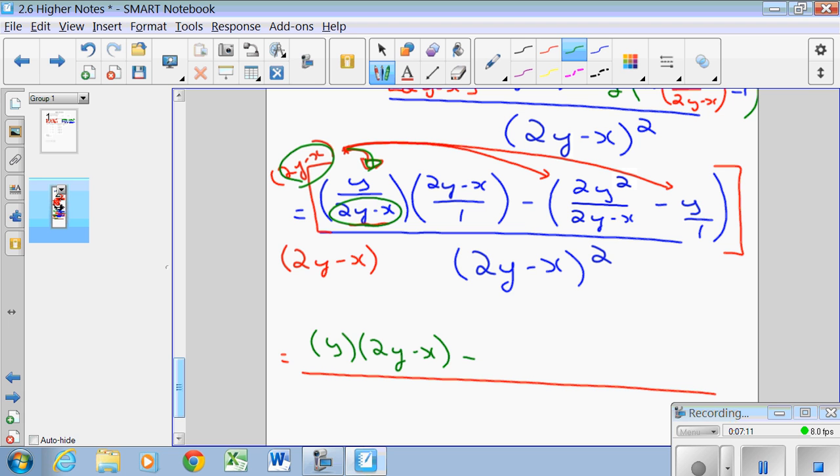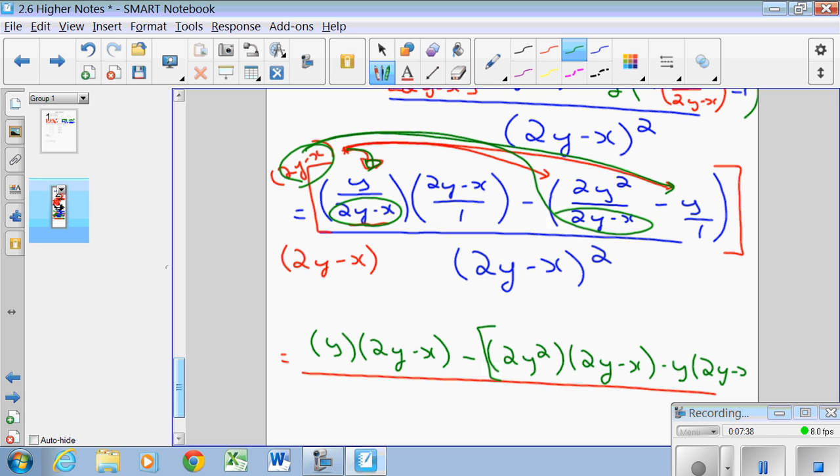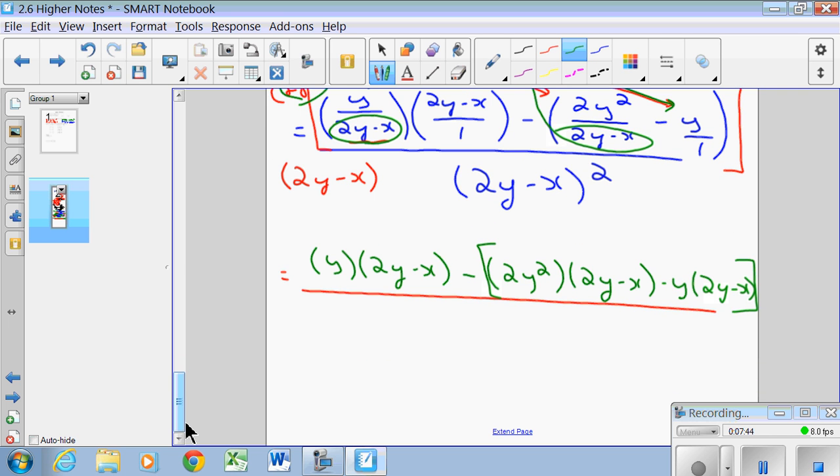Multiplying the 2y minus x through on the second set, those 2y minus x's cancel out this time, and I have 2y squared times 2y minus x. And I still have this actually in big brackets. I haven't taken those off. And then on the last set of the expression, this 2y minus x is going to multiply by the last y. I have y times 2y minus x. And that ends my big brackets. And in the denominator, I can put those together, and I have 2y minus x cubed.